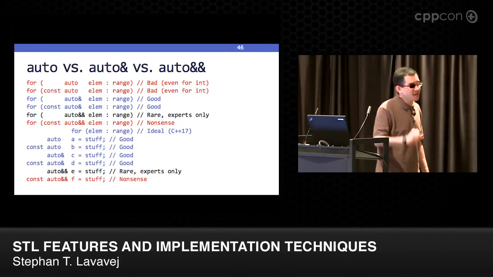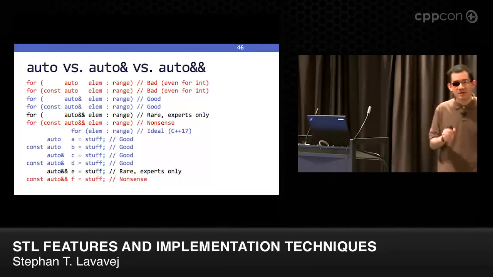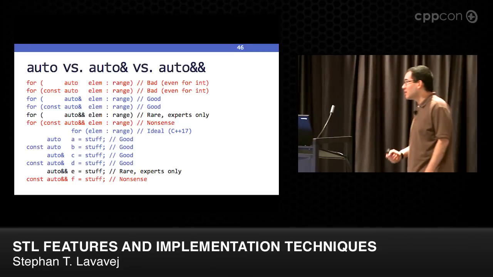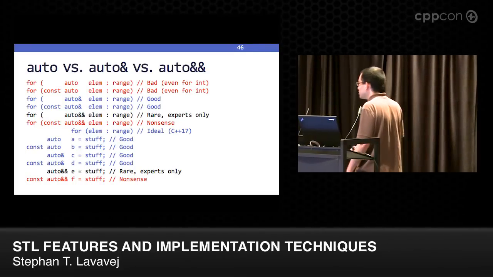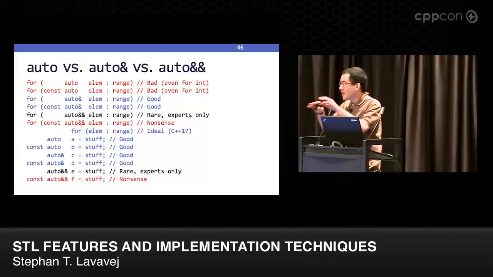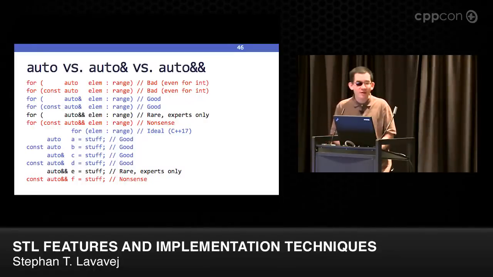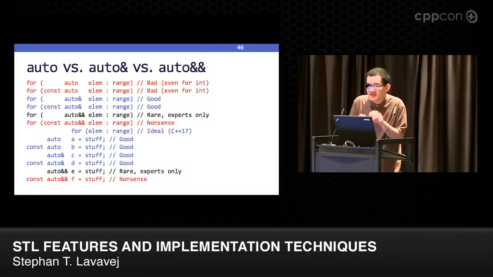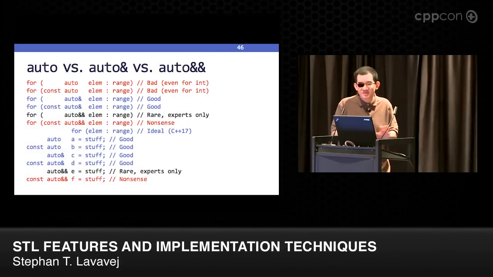I've been on a crusade against auto elem and const auto elem in range-based for loops. These things are bad. They copy elements. You do not want to copy elements when iterating over a range. Nobody ever wants this. If you want to, actually copy it visibly in the body. You don't want to do it implicitly in the range-based for loop. So I feel physically sick if I try to type auto elem colon range, even if it's just a vector int. Just please don't do it. Just recognize it as bad code.